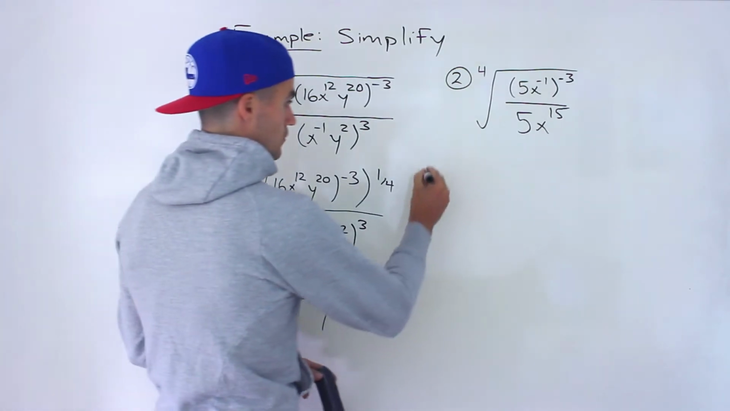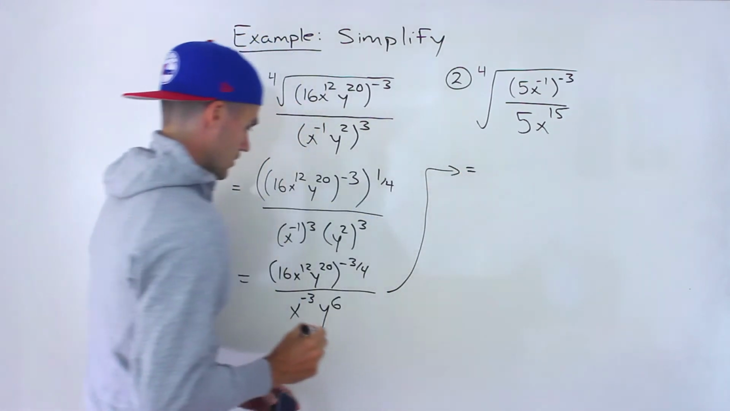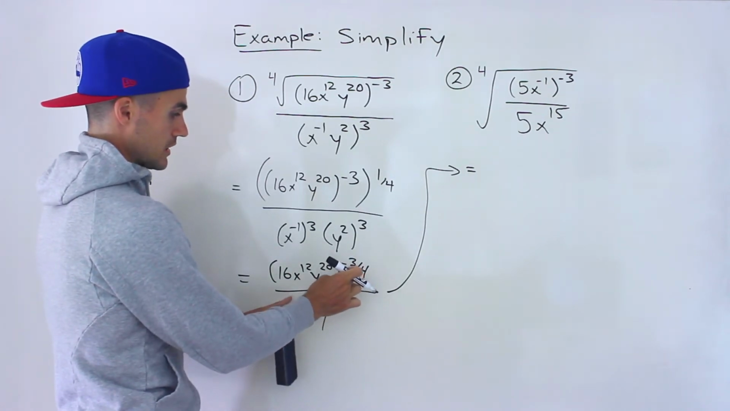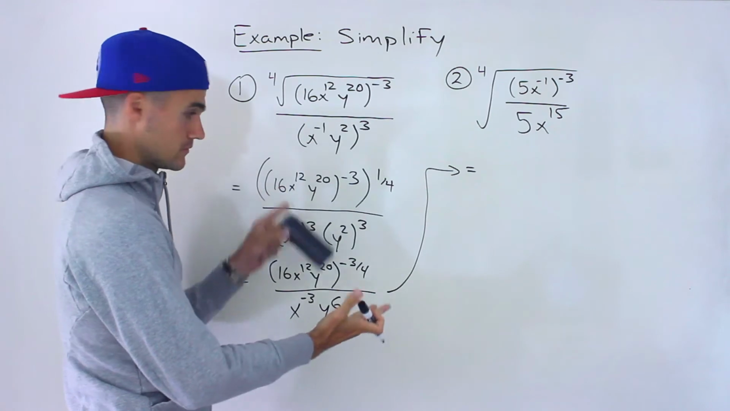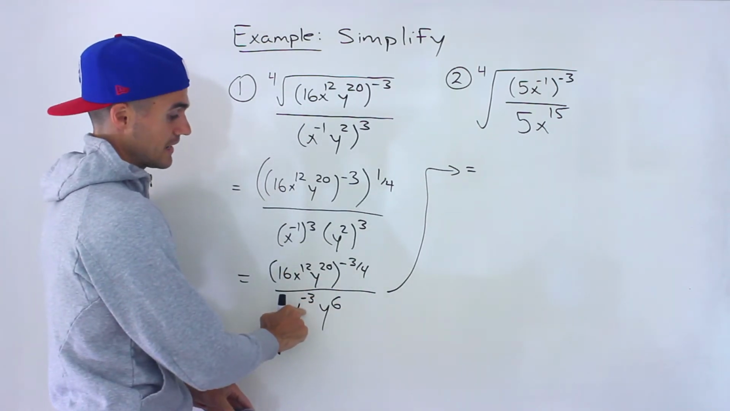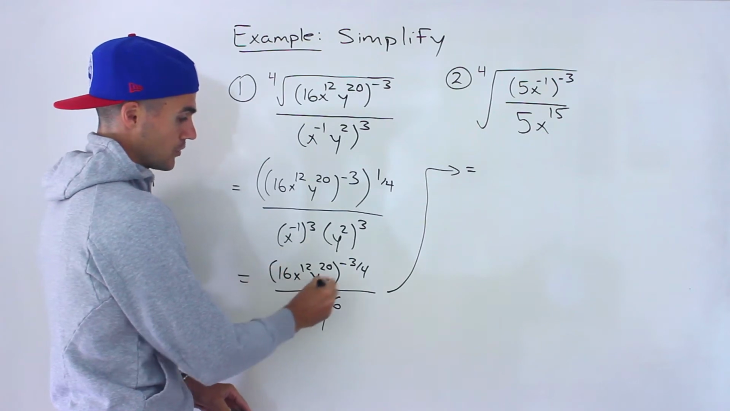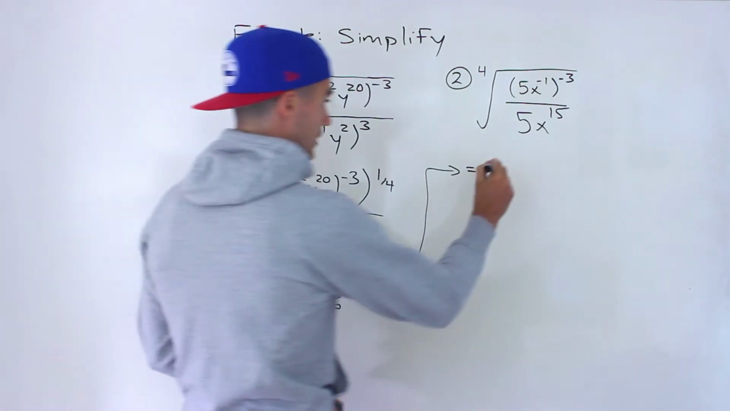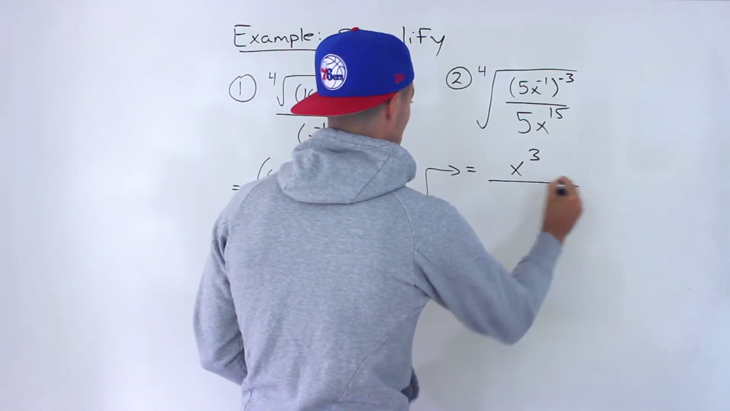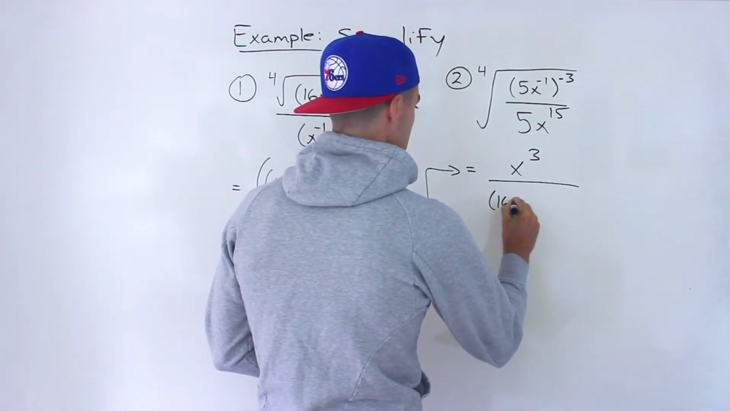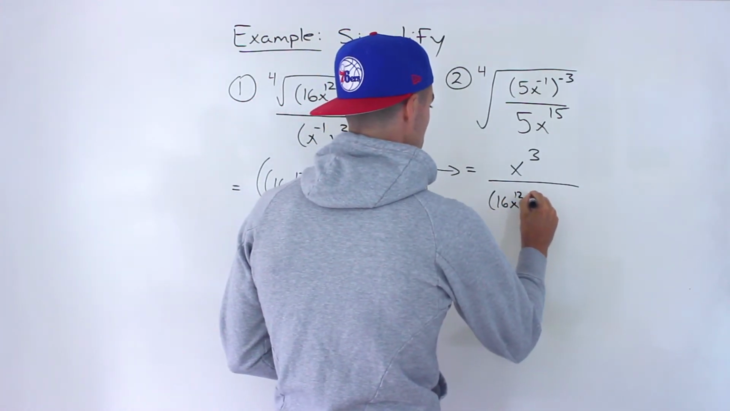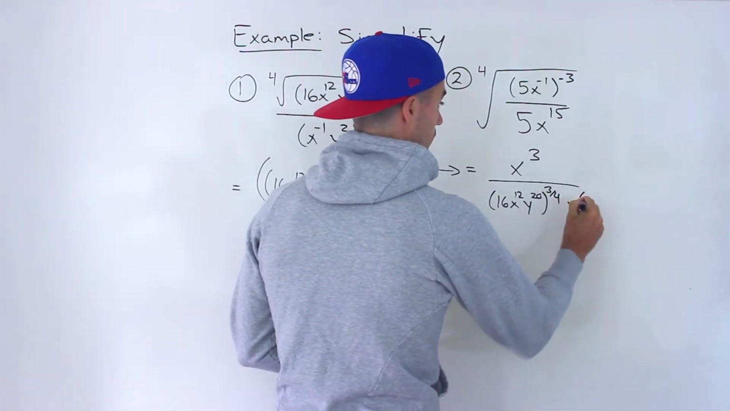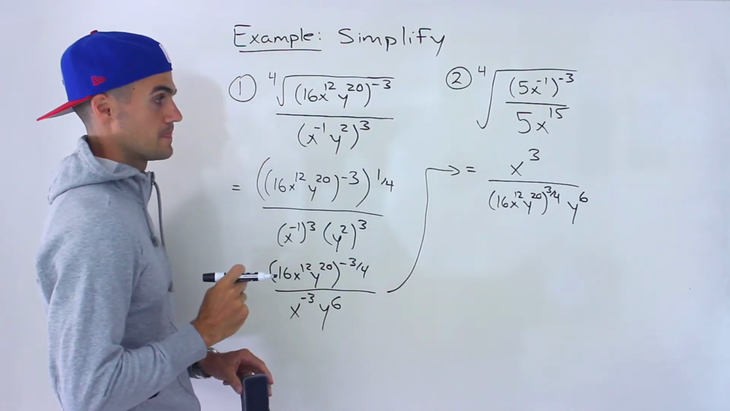Continuing over here, what I'm going to do personally is take these negative exponents and flip them in order to make them positive exponents. This x to the negative 3 I'm going to bring up, and this whole term here I'm going to bring down because it's to the power of a negative exponent. So x to the negative 3 comes up, that becomes x to the power of positive 3, and then we'll have 16x to the 12, y to the 20 to the power of 3 over 4. And over here we have y to the 6.